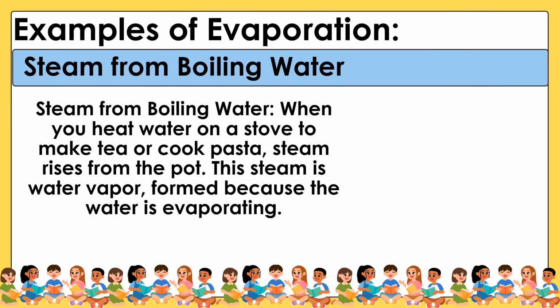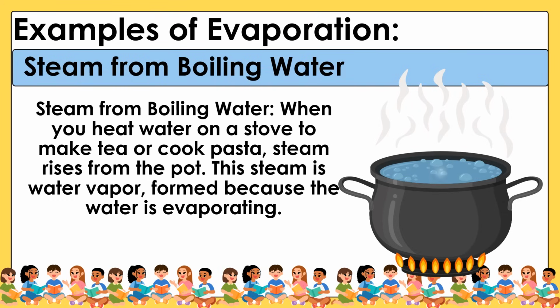Next is steam from boiling water. When you heat water on a stove to make tea or cook pasta, steam rises from the pot. This steam is water vapor formed because the water is evaporating.